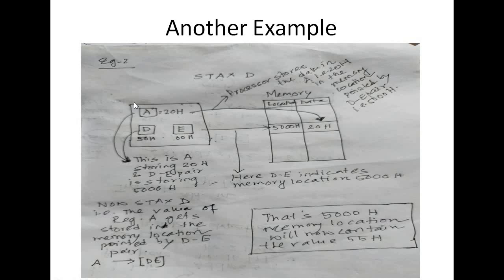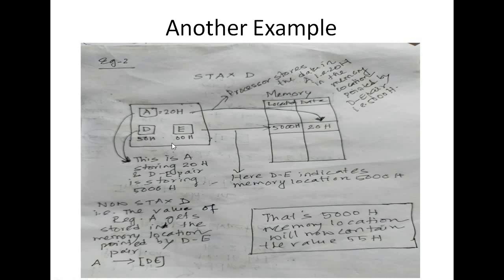Whatever data is there in the accumulator, 55H or 20H, it will get stored in the memory location pointed by the DE pair. Which memory location is pointed by the DE pair? 5000H. So first of all, what will the processor do? The processor will see STAX D. First of all, it sees that I have to access the DE pair, because D is written. So in the DE pair, what data is it getting? The processor is getting 5000H.